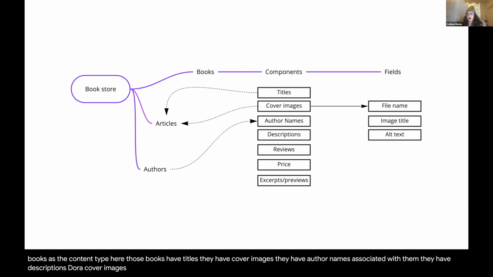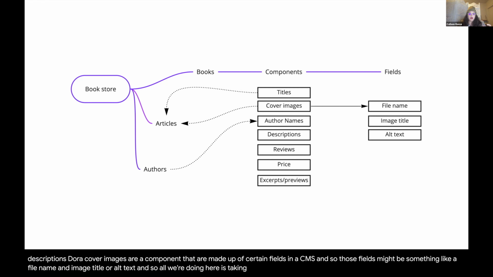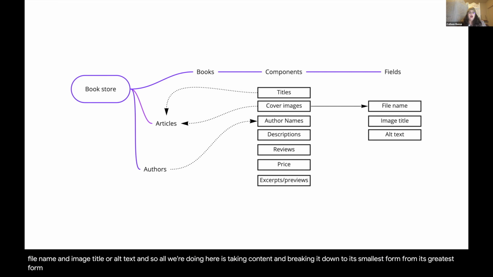Cover images are a component that are made up of certain fields in a CMS. And so those fields might be something like a file name, an image title, or alt text. And so all we're doing here is taking content and breaking it down to its smallest form from its greatest form.